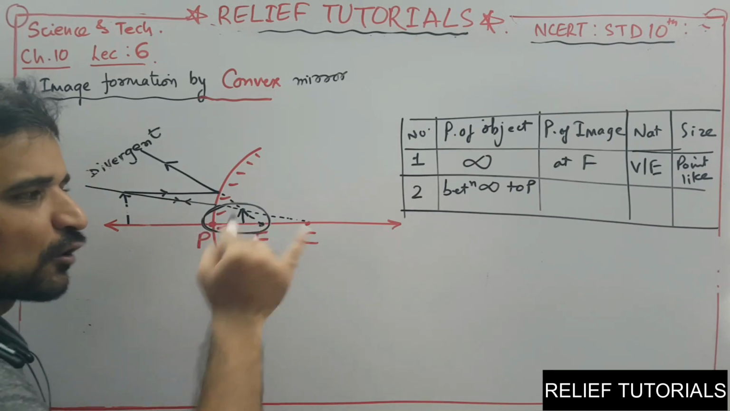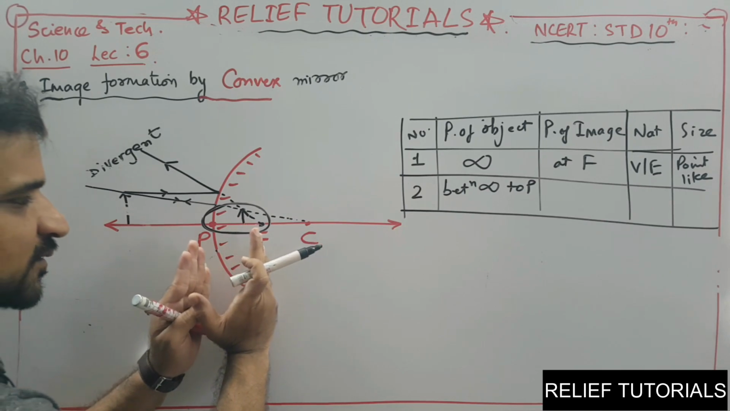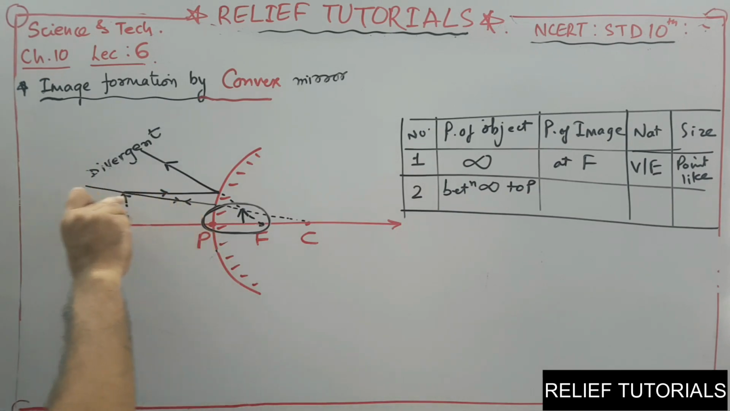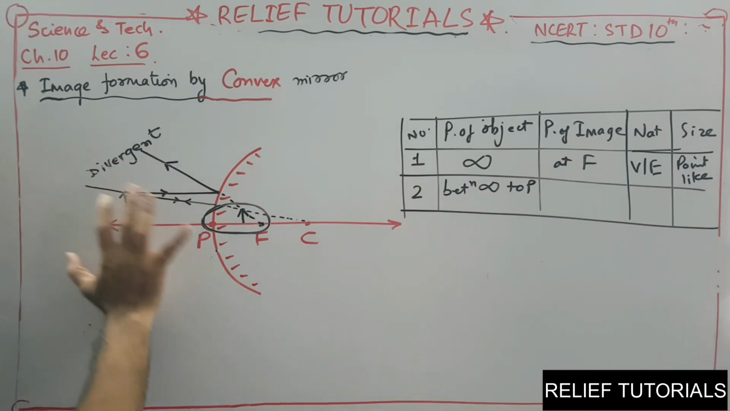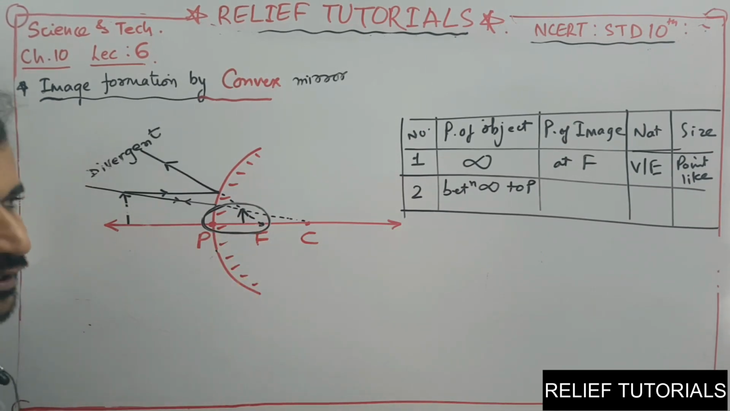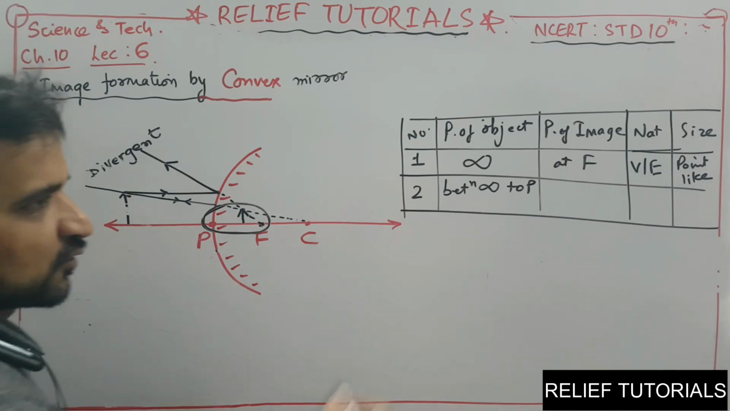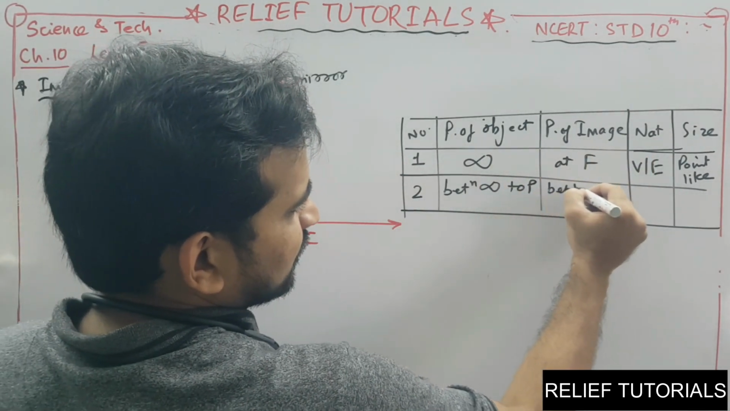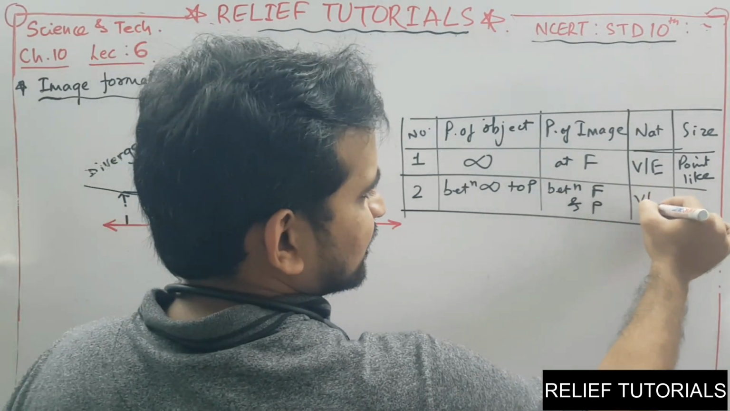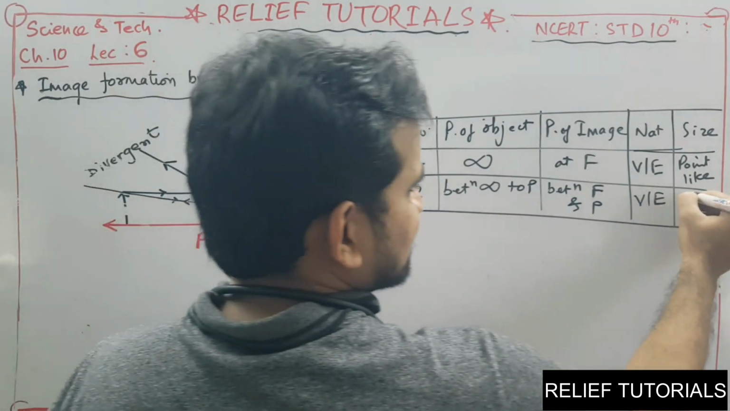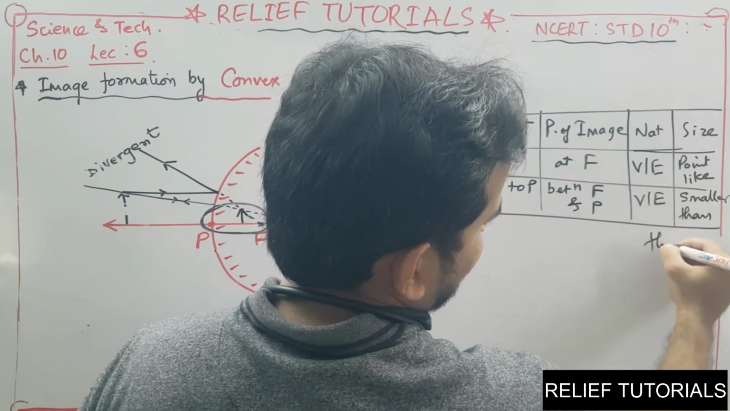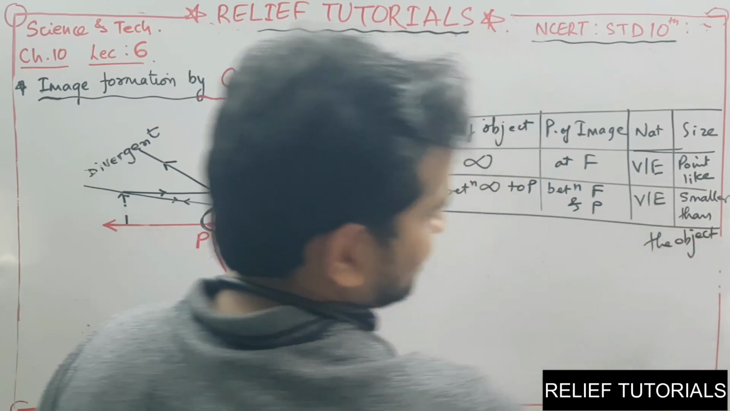Image never goes beyond F. Image remains between F and P. Wherever you place the object in front of the convex mirror, from infinity to O, the image is always obtained between P and F. This is a very important point to note. So the position of image is between F and P. Nature is fixed as virtual and direct, and size is always smaller than the object.